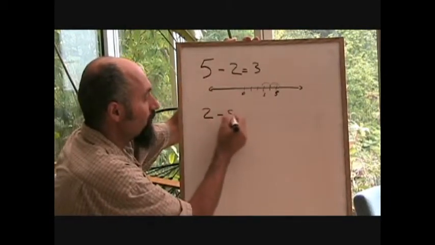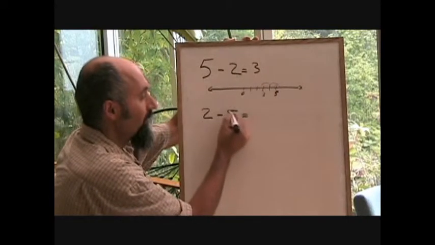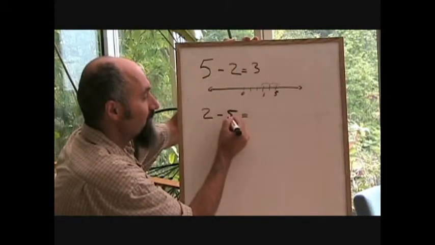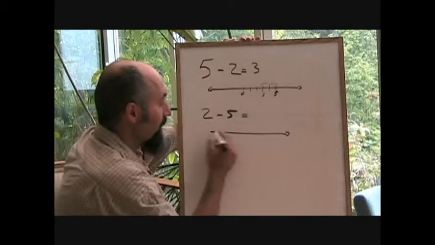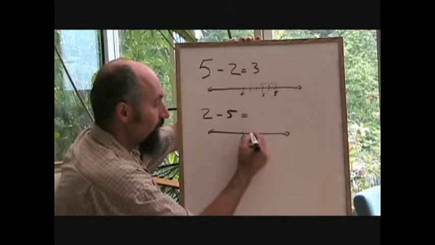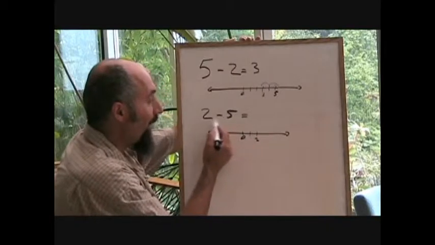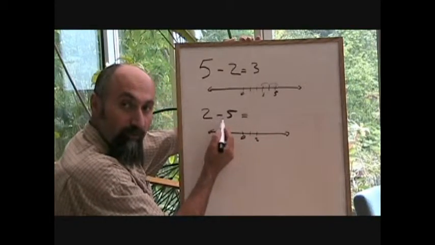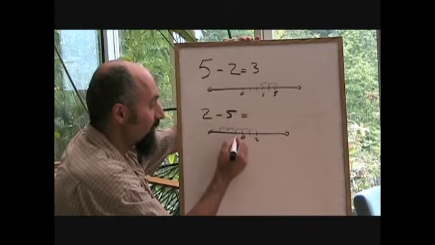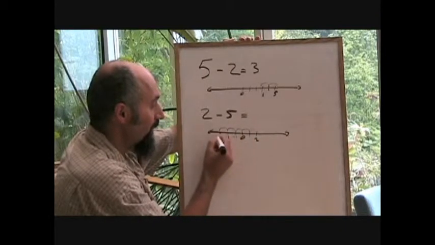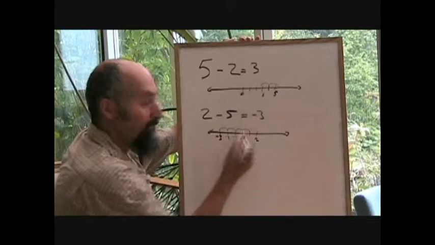Now let's try doing it backwards. Let's go 2 minus 5. For some reason, some people have problems with this, okay? If you look at this as a number line, you start off at 2 and you go back from 2 five steps. So you're going to go 1, 2, 3, 4, 5. So that's negative 1, negative 2, and that's negative 3. So the answer is negative 3.